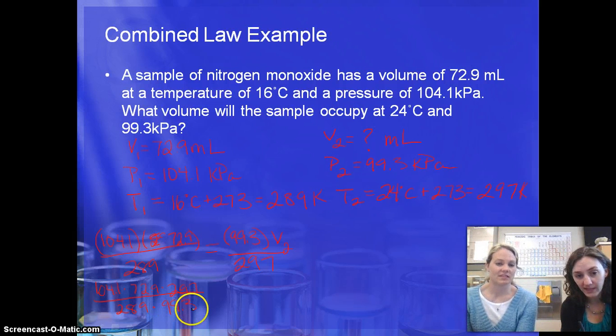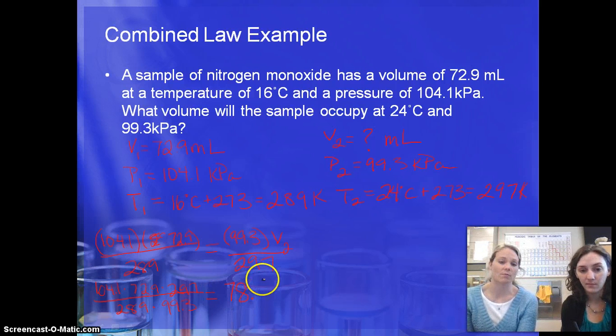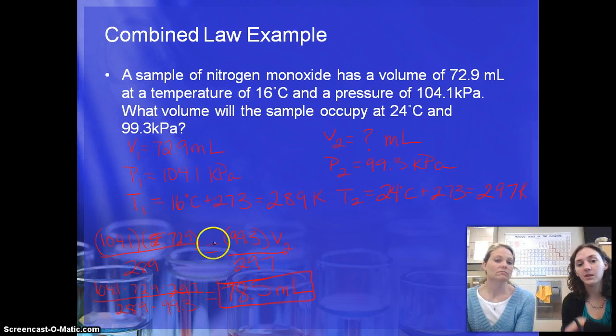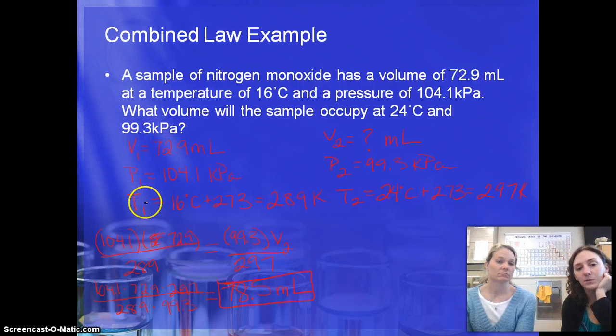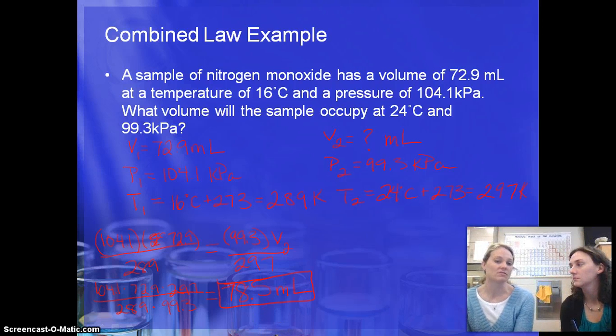There you go. What do we get? Your answer is going to be 78.54 milliliters. So I would say, until you get used to doing these things, always write out your V1, P1, T1, V2, P2, T2, and if they say that it's at constant temperature, or if they say it's at constant pressure, just put in ones. So if they don't give you a numerical value and they say a constant, put them into the combined law as ones, and you will be just fine.